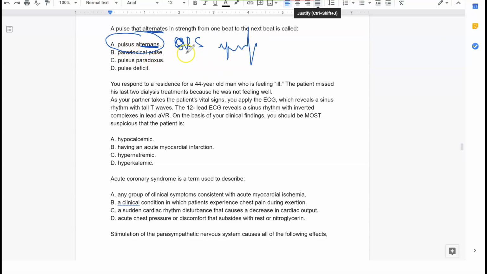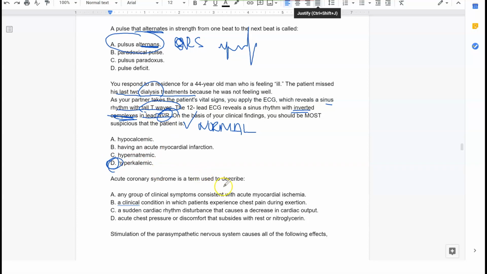Response to residence for a 44-year-old man feeling ill. Patient missed his last 2 dialysis treatments because he was not feeling well. Partner takes the patient's vital signs and applies the EKG, which reveals a sinus rhythm with tall T waves. 12 lead is a sinus rhythm with inverted complexes in lead AVR. Inverted complexes in AVR, that is normal. That right there is a distractor, but you want inverted complexes in AVR. On the basis of your clinical findings, which should you be most suspicious of? The patient is a dialysis patient with tall T waves, hyperkalemic.